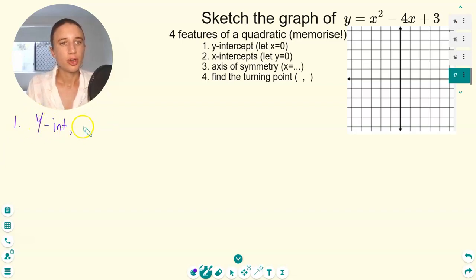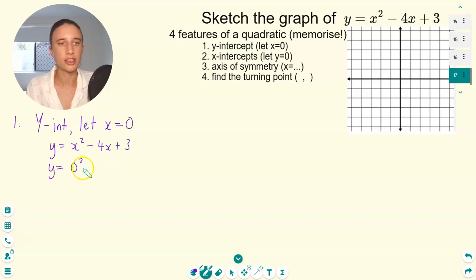Y-intercept, you let x equal 0 in this equation. So y equals x squared, take 4x plus 3. If I let x equal 0, I just replace x's with 0 in the equation. So 0 squared, take 4 times 0 plus 3.